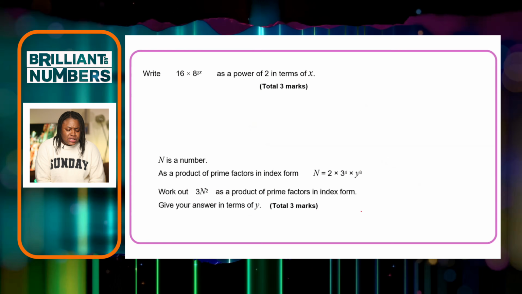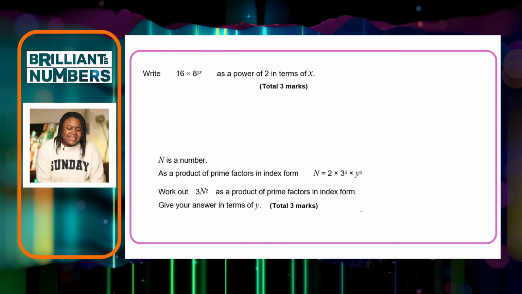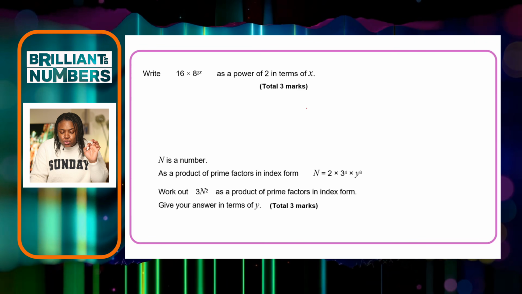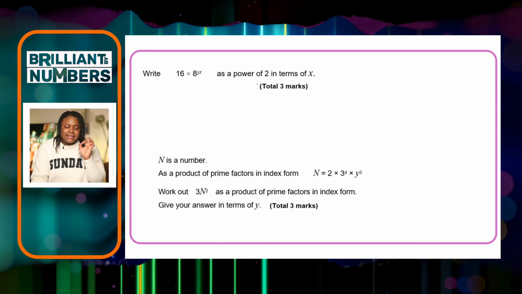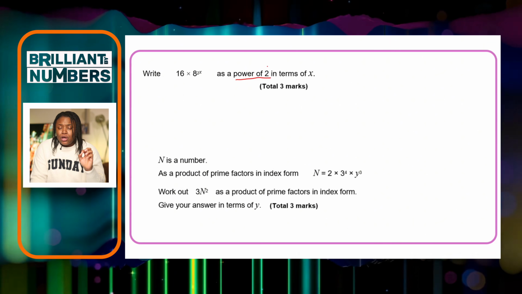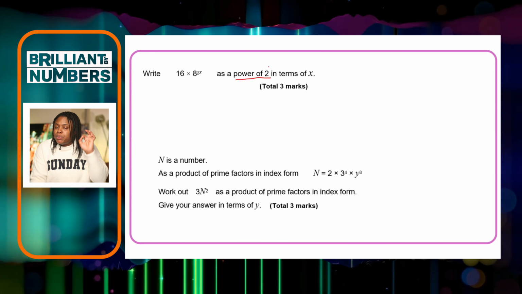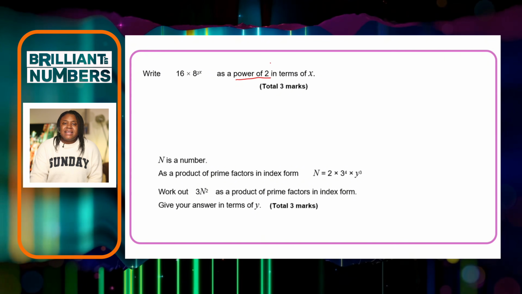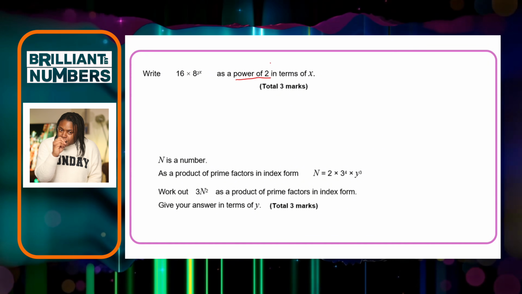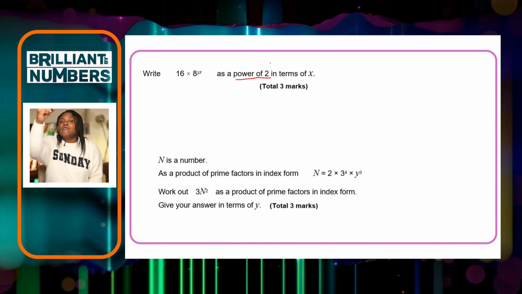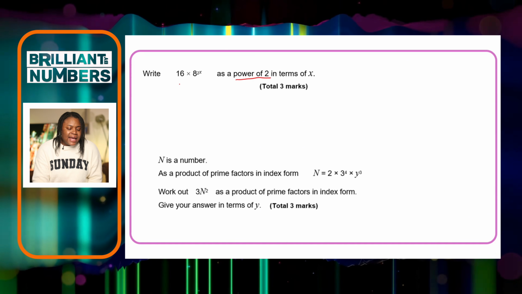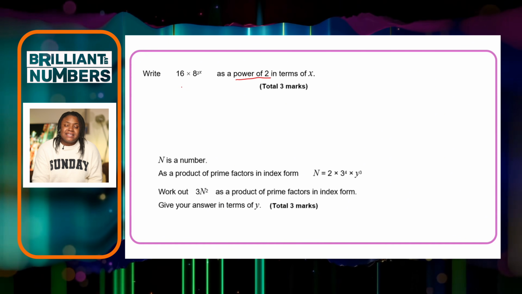Okay, so we are moving along. Now we are going to do this question here that says write 16 times 8 to the power of 2x as a power of 2 in terms of x. As a power of 2, I've got to clarify something here. Now, when people hear about power of 2, they're thinking that 2 should be the power, but no, it means you should write 2 to the power of something, okay? So first thing we need to do here is to write 16 as a power of 2.